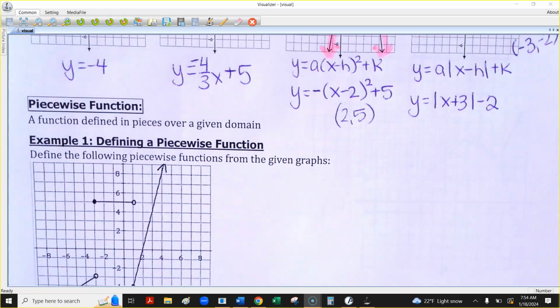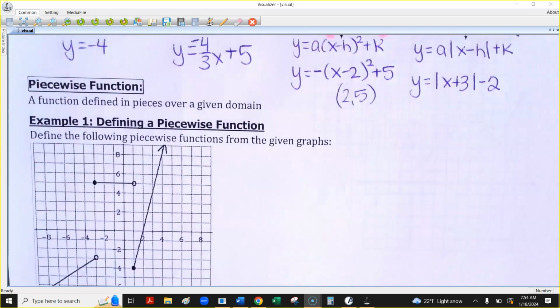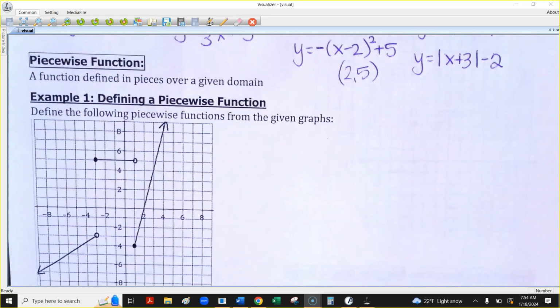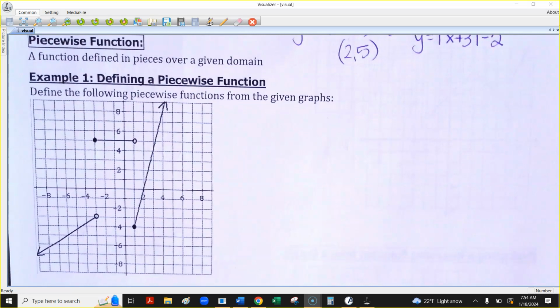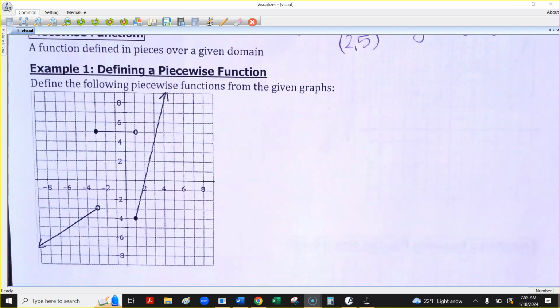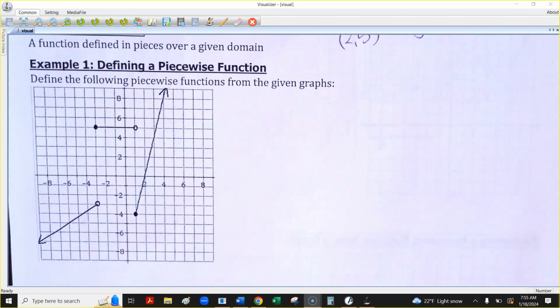So piecewise function, a function defined in pieces. So they have different pieces on the graph. They can just have 2 pieces. These are mostly going to have 3 pieces. You could have more than 3. You could have 4, 5, 6, whatever. The graphs we're going to work with, for pretty much the most part, just have 3 pieces.